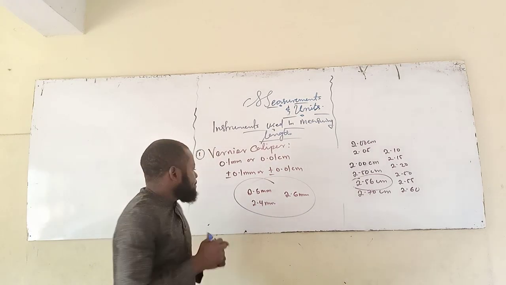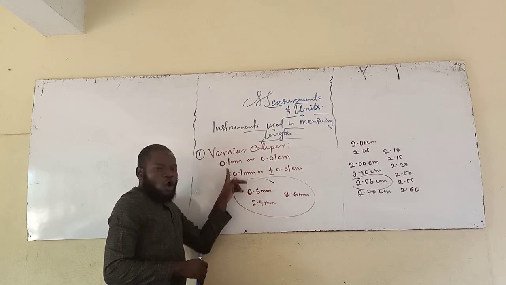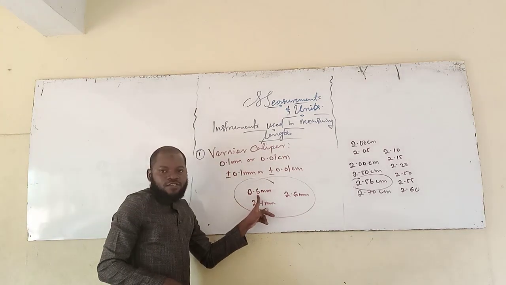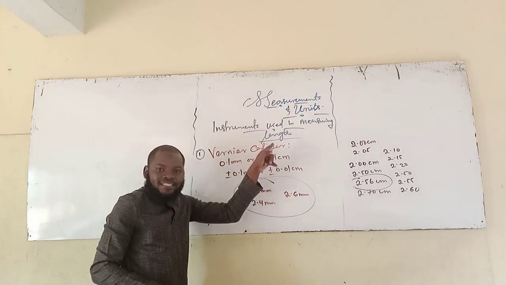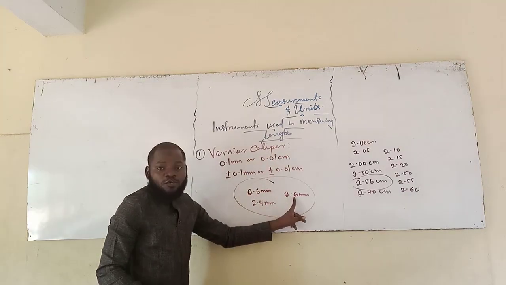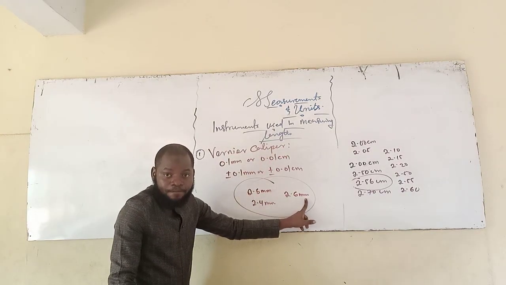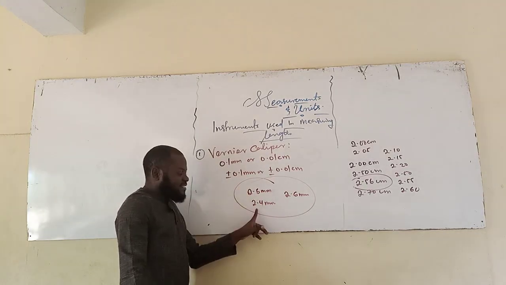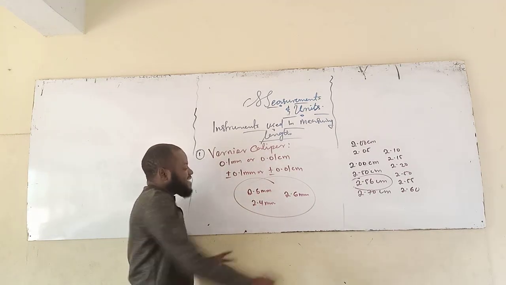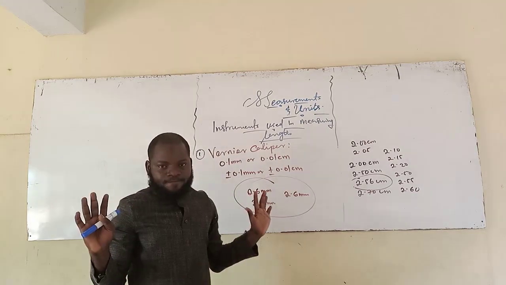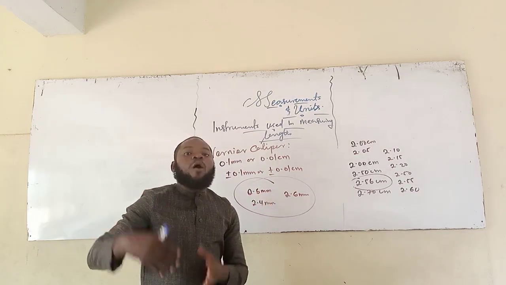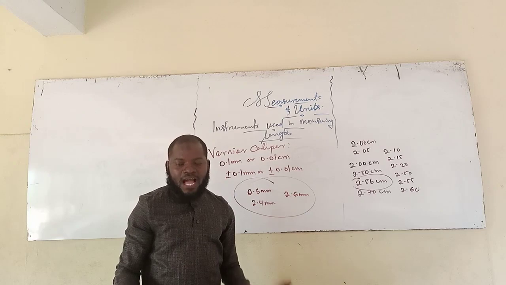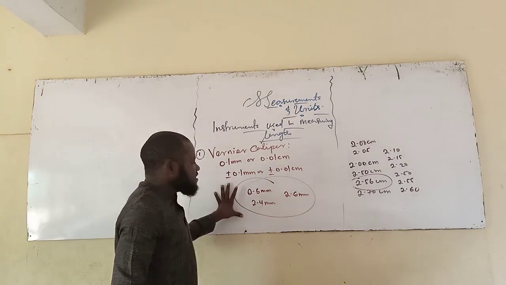Do you know why? Because plus or minus means the actual value can be increased by 0.1. If it does, then it's going to be 2.6 millimeter. Or it can be decreased by 0.1. If it does, it's going to be 2.4 millimeter. That is why these will be correct. That's what we call measuring accuracy. Am I making sense? Now, what's the last part?